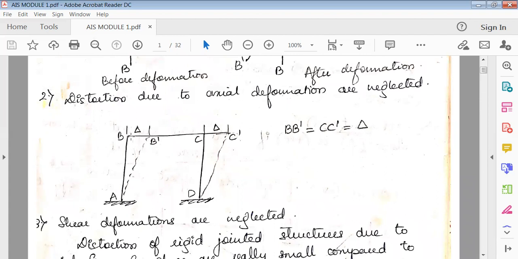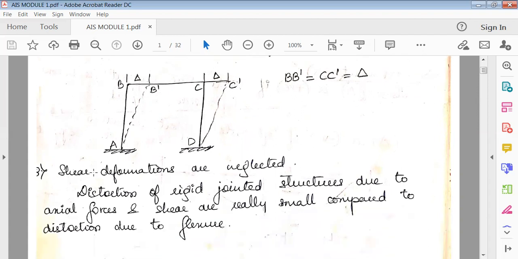Now in BC, if I apply a load exactly at the center, obviously this beam will bend down like this. So the most dominant change happening here is the flexure, that is bending. Shear is very negligible in AB and BC. So the dominant parameter which occurs in B and C is the flexure. That is what is being told here: the third assumption is that shear deformations are neglected.